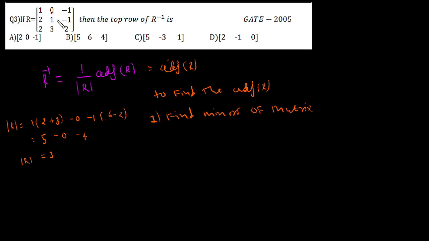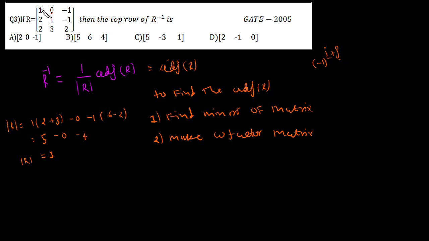Now here the matrix is 3 cross 3, so all my minors are in the form of 2 cross 2 matrices. And second, make the cofactor matrix from this. To make the cofactor matrix, simply multiply the determinant of each minor matrix with the sign factor (-1) raised to i plus j. And here i and j are the index of that particular element.